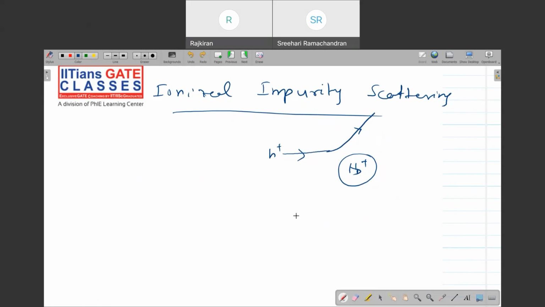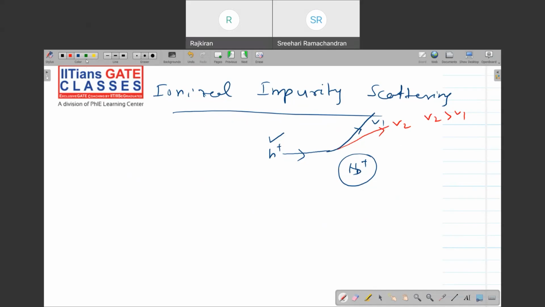So what I'm telling is, the more the velocity of the carrier, the less time it will spend in the vicinity of this particle. Suppose it comes with velocity v1, and suppose another comes with v2, where v2 is more than v1. Because it has very high velocity, it will spend very little time in contact with the Nd plus, so it will bend less.